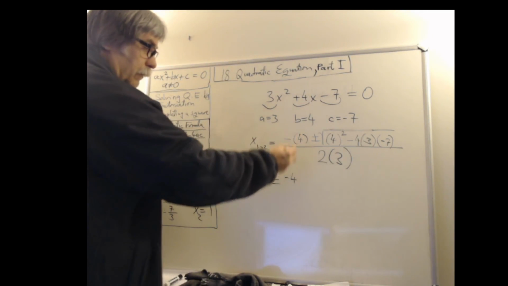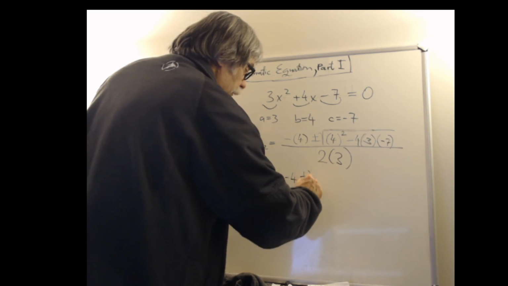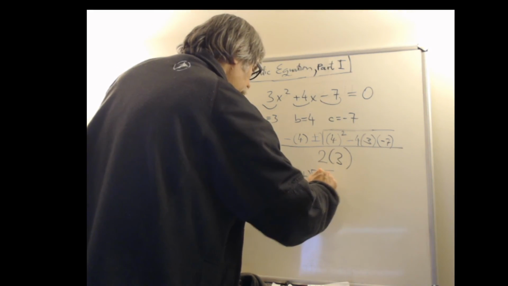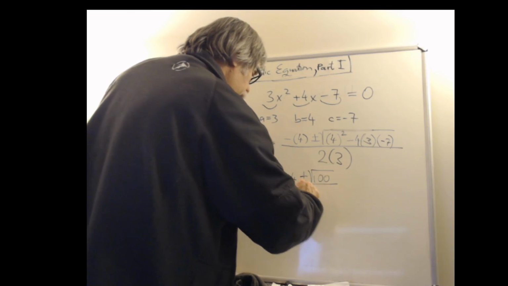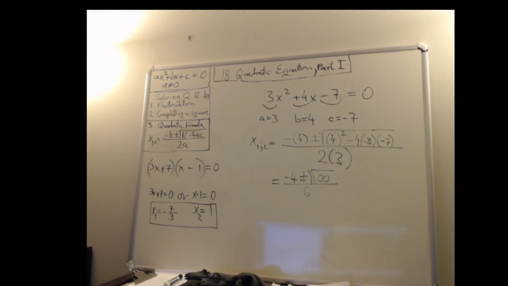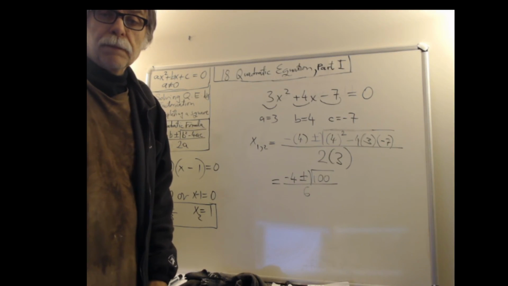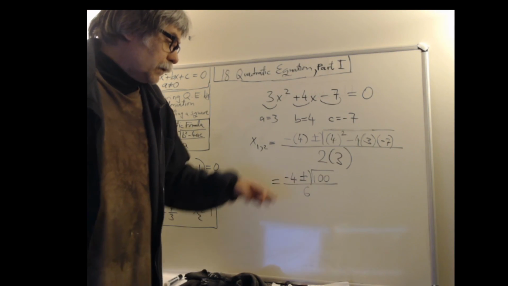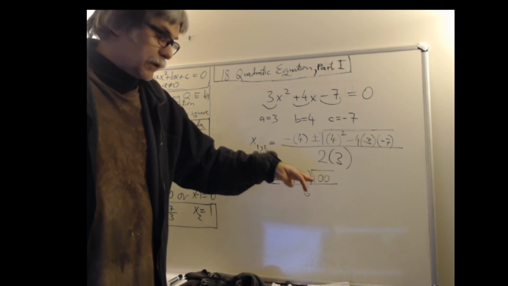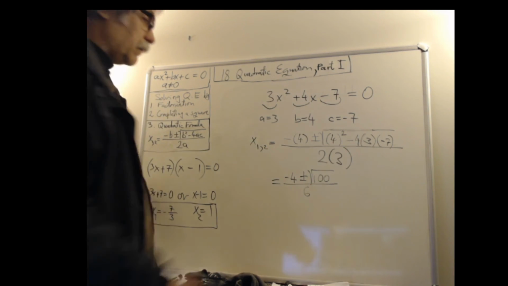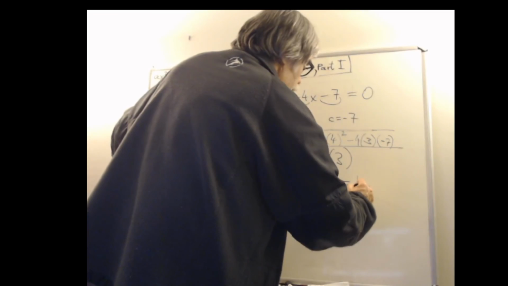Negative 4 plus minus radical 100, and down there we have a clean 6. Okay? Now the positive radical 100 is 10. 10 times 10 is 100. So you have negative 4 plus 10, which is 6, divided by 6. So that's the first solution, for plus.